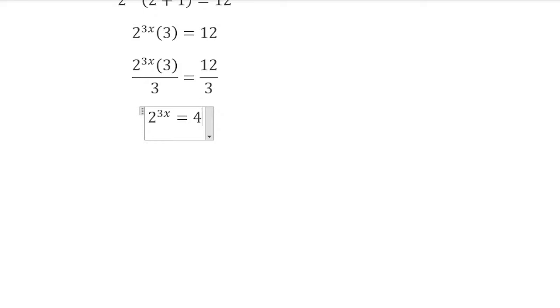Now let's write 4 in exponential form. When you're writing 4 in exponential form, it's going to be 2 to the power 2. That is 4, right?